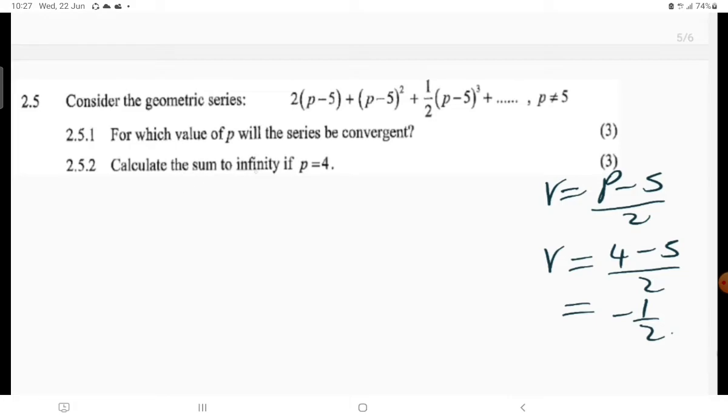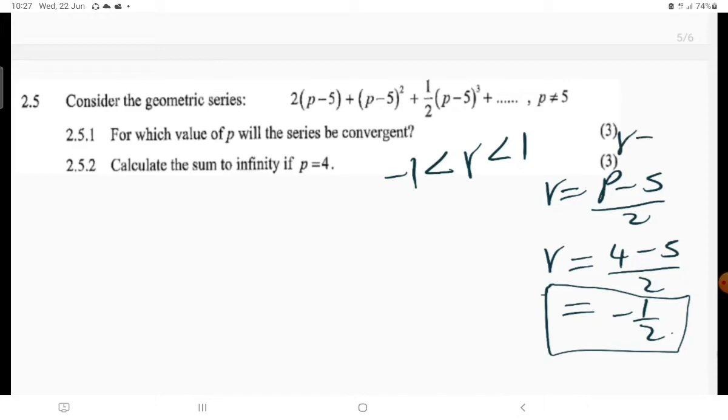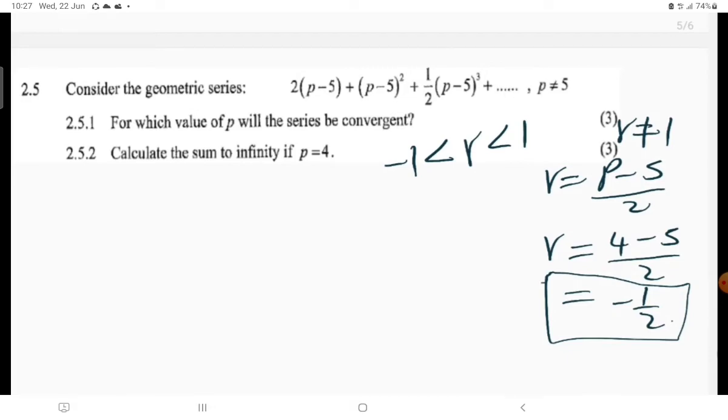So to find the sum to infinity, and the sum to infinity is always found when the series is convergent. And because now we have r, which is negative 1 over 2, that means this r falls under that interval that we have written, which is less than 1 but greater than negative 1, because you know that r can never be equal to 1 or 0. Now, sum to infinity, let's just remember the formula for sum to infinity, which says that.